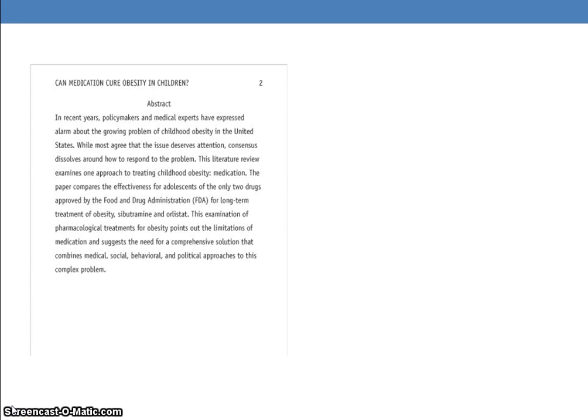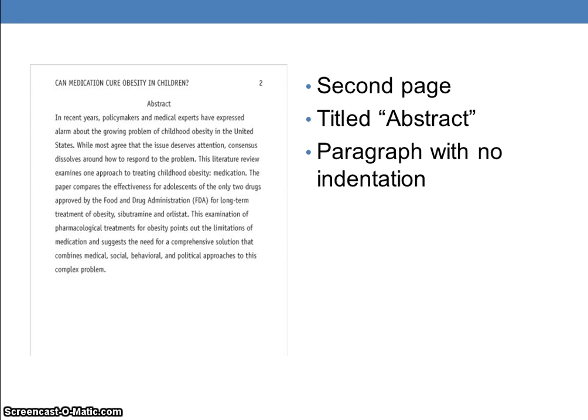This is a visual example of how an abstract looks like. Keep in mind that it goes on the second page, that the page has the running head and pagination number, and as title it reads abstract. Also keep in mind that the paragraph is not indented and is left justified. Here we have no indentation and everything is left justified. This is the only instance in which the paragraph does not reflect an indentation.